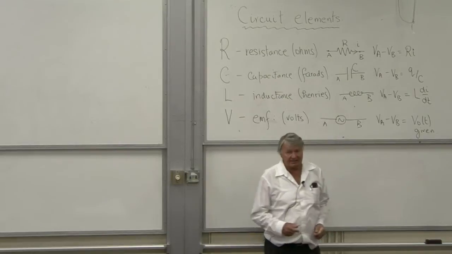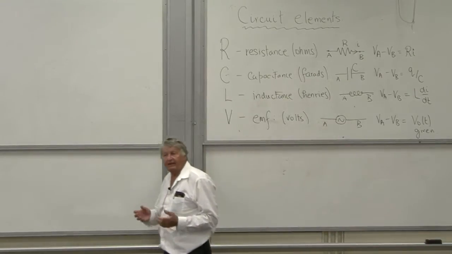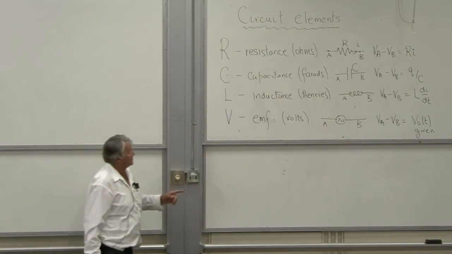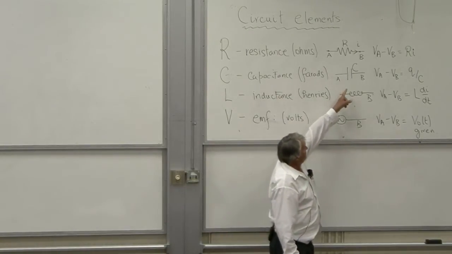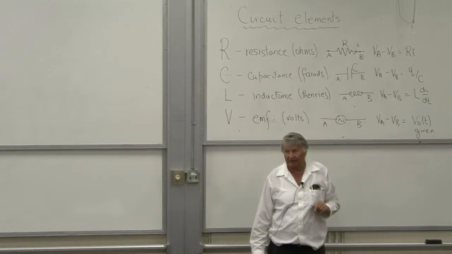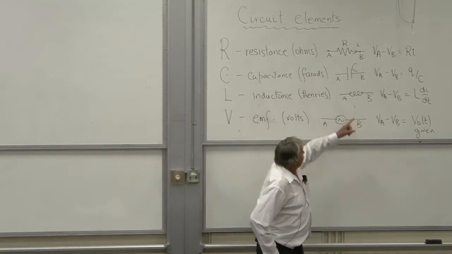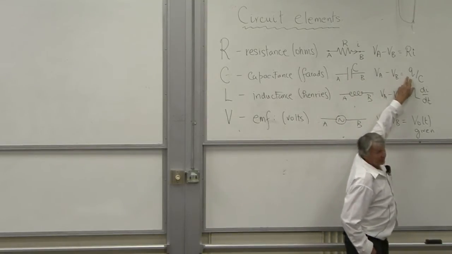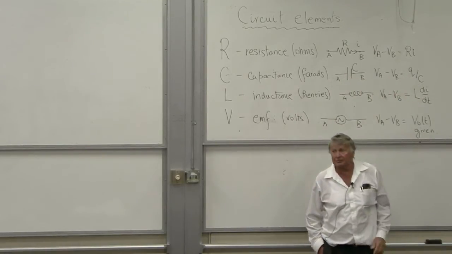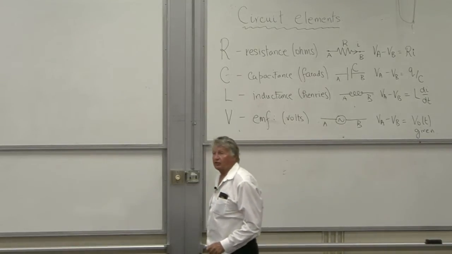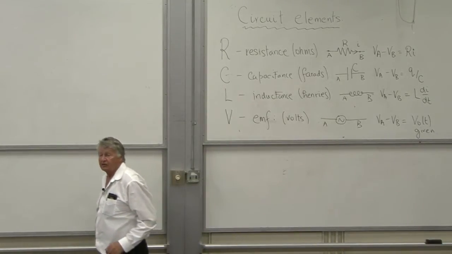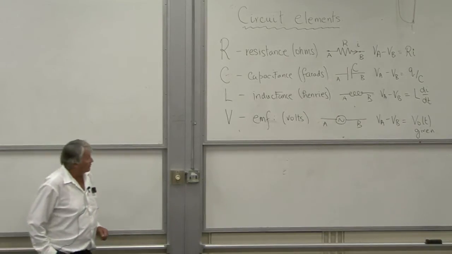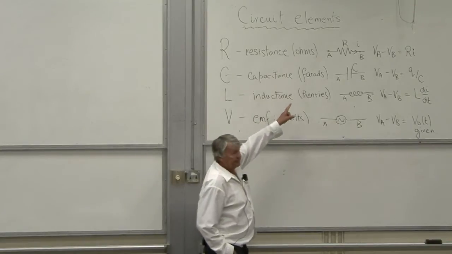Then we have a capacitor. The capacitor kind of is like a battery. It stores charge. Maybe plus charges on one side, negative charges on the other plate. The voltage drop across a capacitor is proportional to the charge on the capacitor times a constant. That constant is called 1 over C. It's called the capacitance. The capacitance is measured in farads.